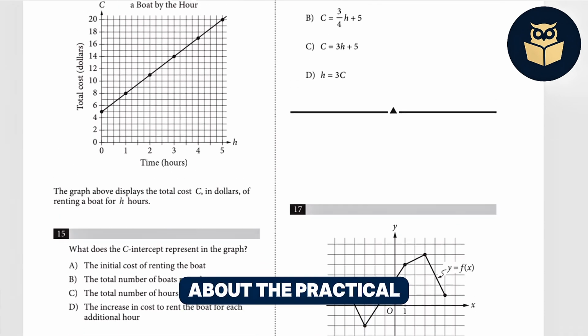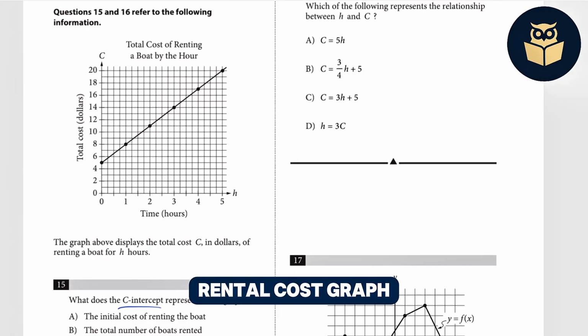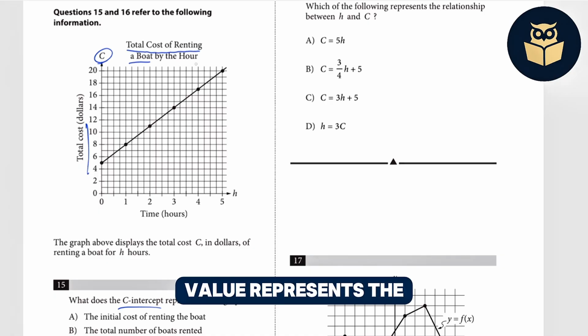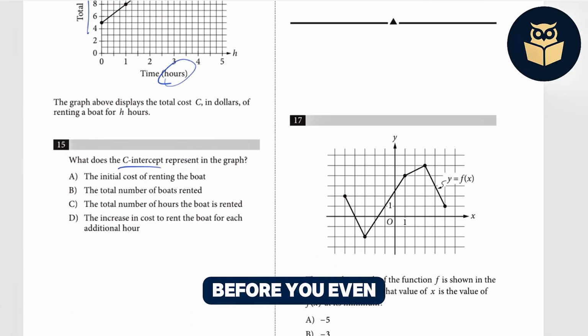Question 15 asks about the practical meaning of the c-intercept on this boat rental cost graph. The c-intercept occurs right at h = 0 hours. When h equals 0, no rental time has passed yet, but there's still a cost value on the graph. That means this value represents the initial fee or deposit required just to rent the boat before you even hit the water. Choice A describes this perfectly.